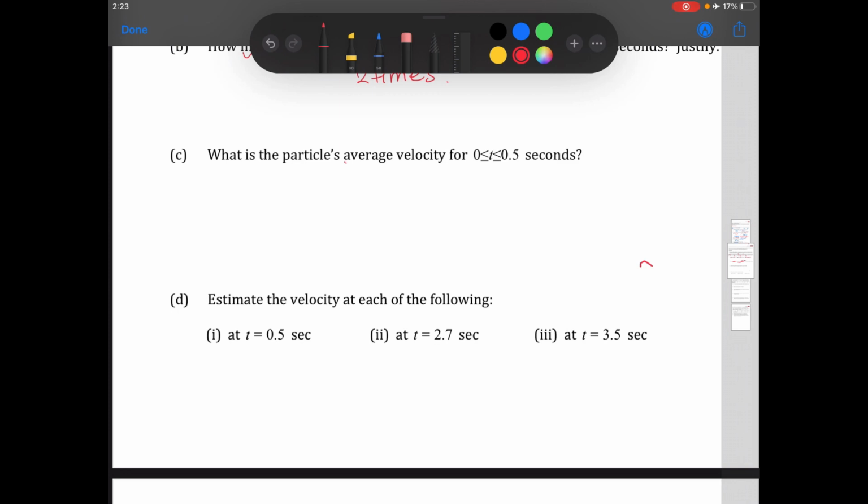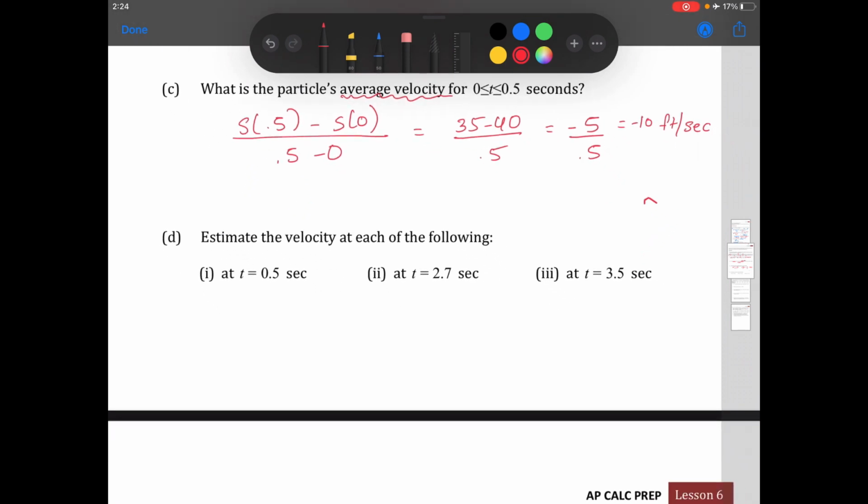What is the particle's average velocity? Again, average velocity from 0 to 0.5 seconds. So basically, we're finding the slope from 0 to 0.5, which is S of 0.5 minus S of 0 over 0.5 minus 0, which is 35 minus 40 over 0.5, which is negative 5 over 0.5, which is negative 10. This is average velocity, so it's going to be feet per second, going back to your y-axis unit over x-axis unit.